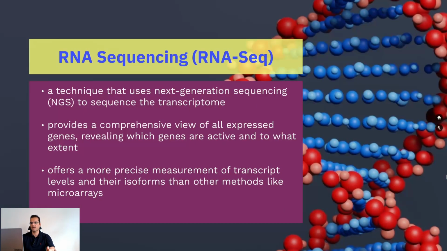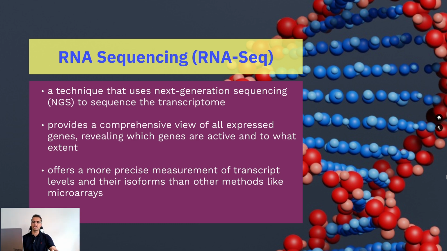RNA sequencing. RNA-Seq or RNA sequencing is a technique that uses next-generation sequencing or NGS to sequence the transcriptome in a biological sample. It provides a comprehensive view of all expressed genes, revealing which genes are active and to what extent. RNA-Seq is important because it offers a more precise measurement of transcript levels and also their isoforms compared to other techniques like microarray.